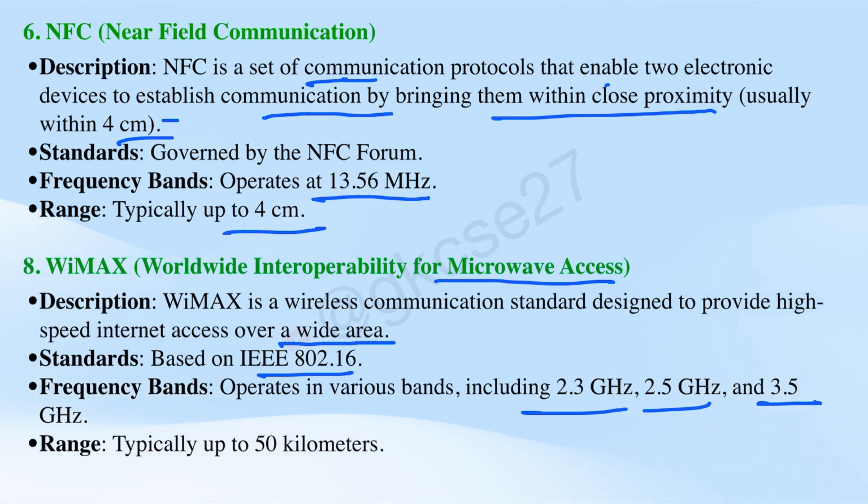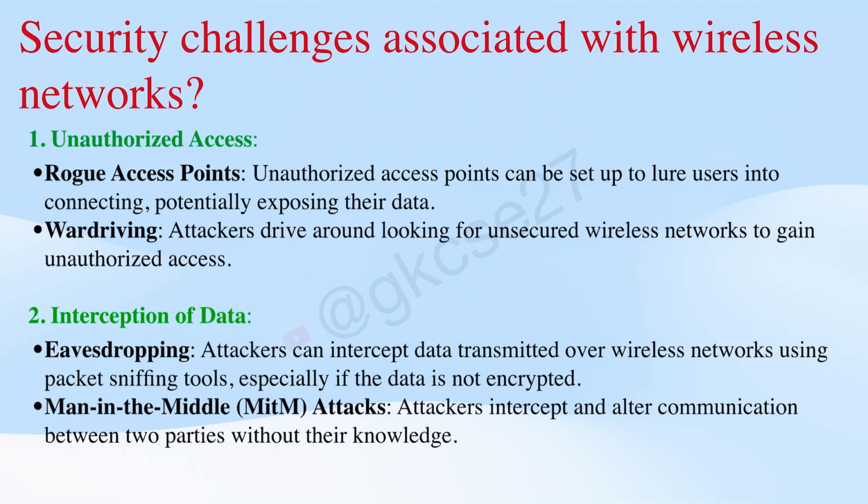Okay. Next are some security challenges associated with wireless networks. First is unauthorized access. What comes under unauthorized access? Rogue access points. Unauthorized access points can be set up to lure users into connecting, potentially exposing their data.